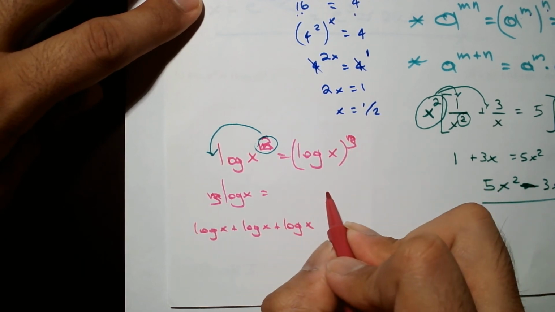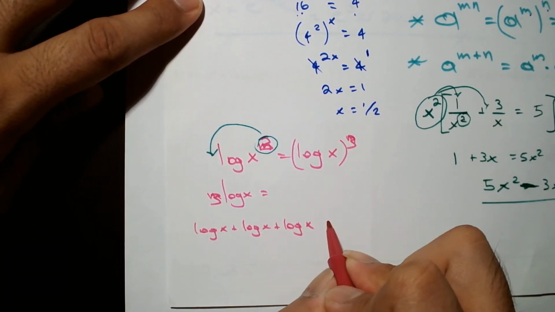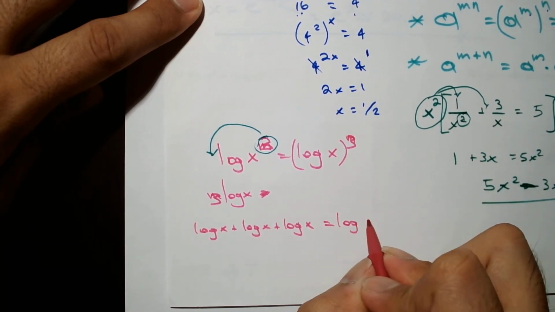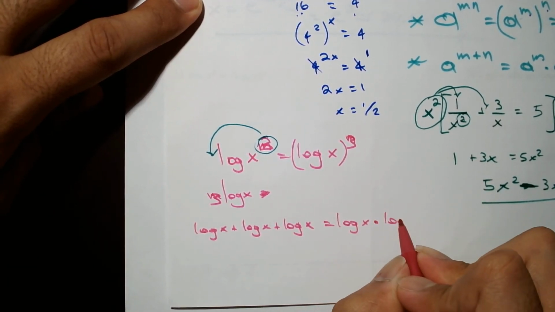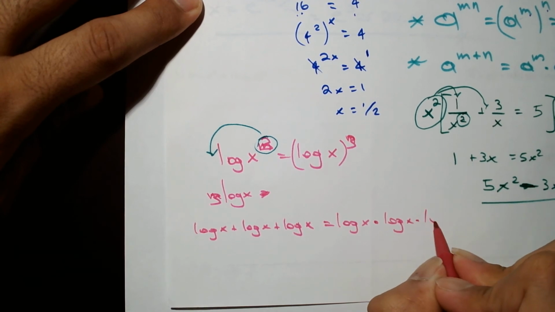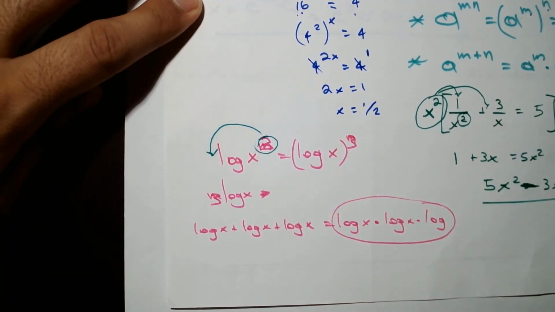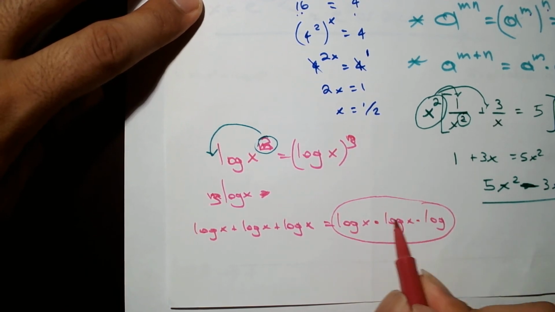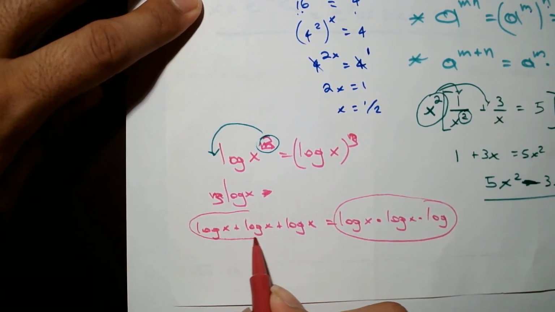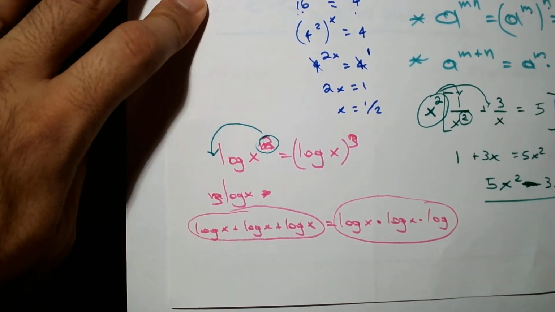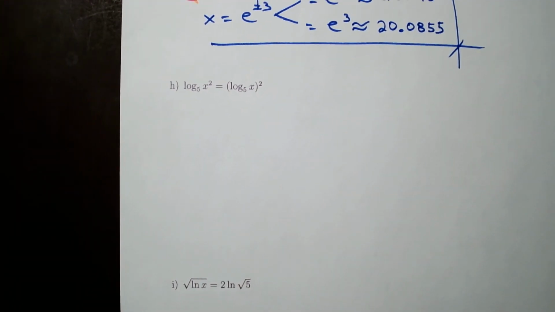And in this case, this means log of x times log of x times log of x, which is not the same as multiplying a quantity by itself n times, in this case 3 times, then adding it the same number of times. So be careful here. What are we going to do?